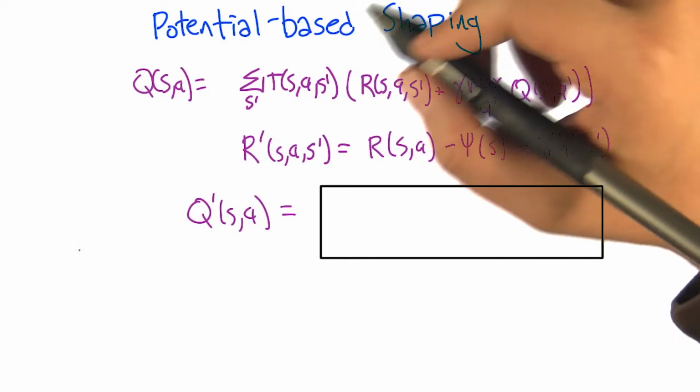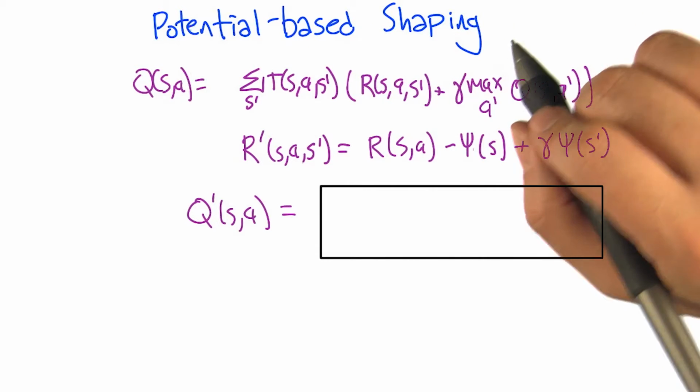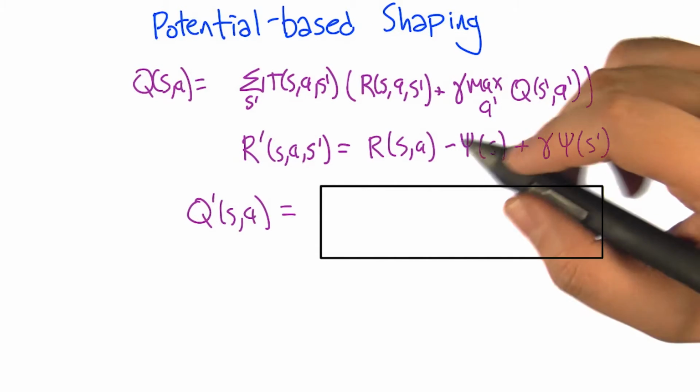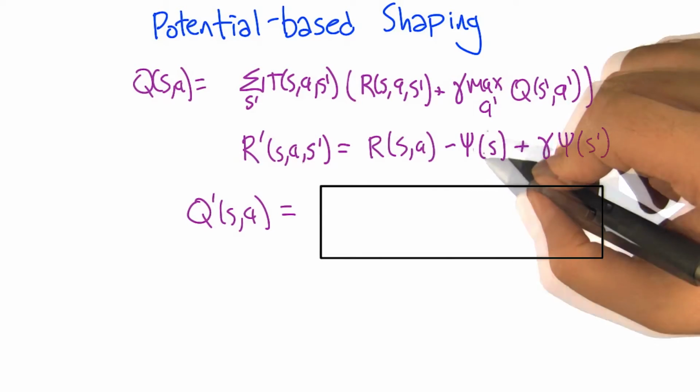All right, so here's how we're going to define our modification of the reward function in this case of what we're going to call potential-based shaping. The potential is going to be defined by this function psi. Let's go with psi. All right, so anyway, here's the idea.